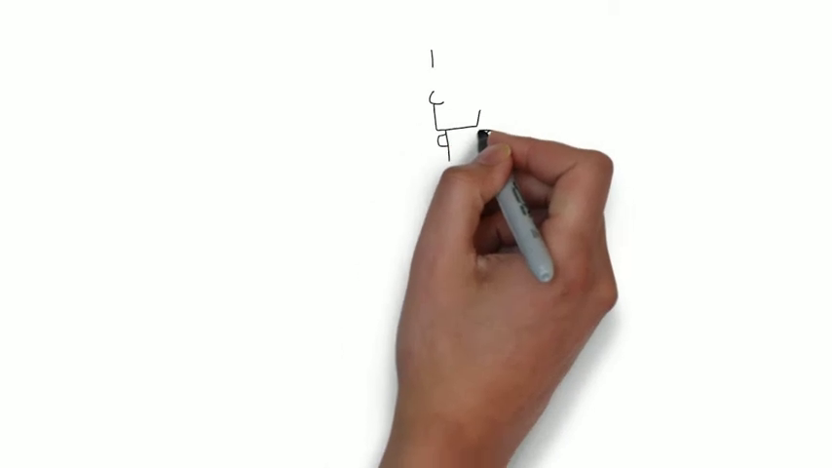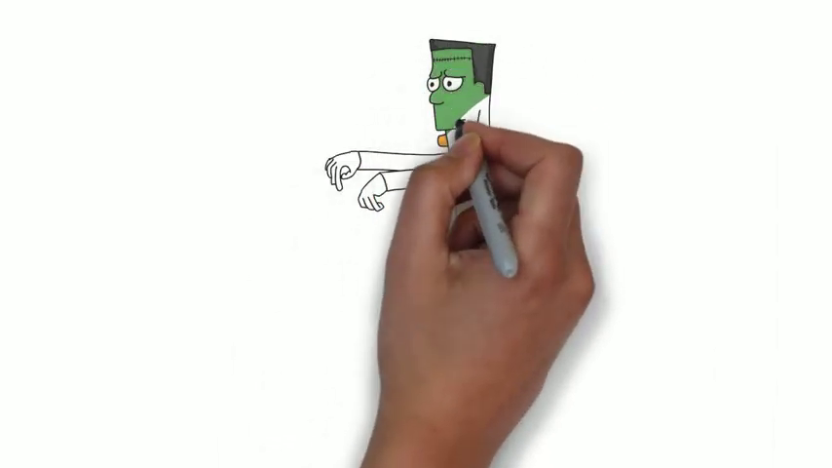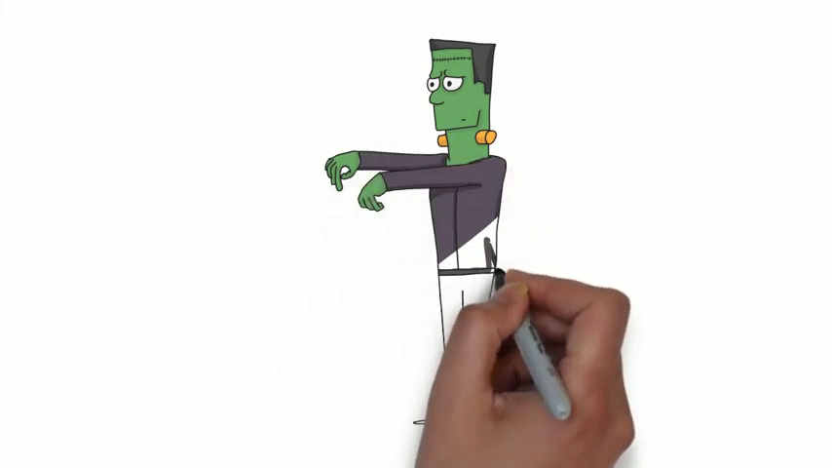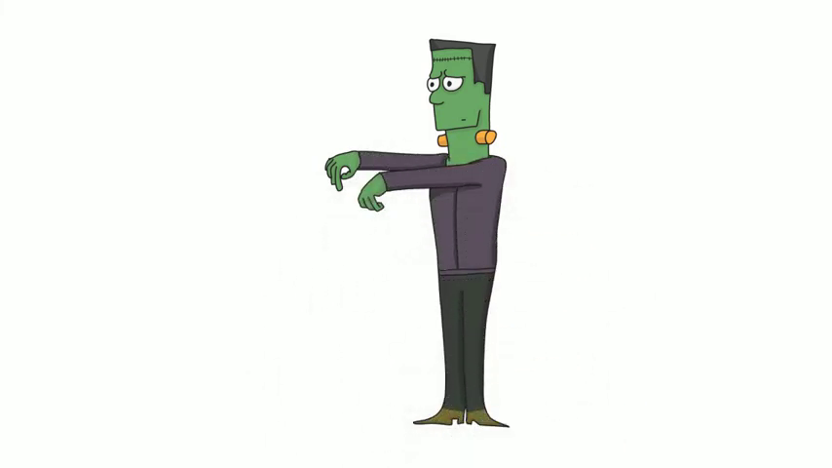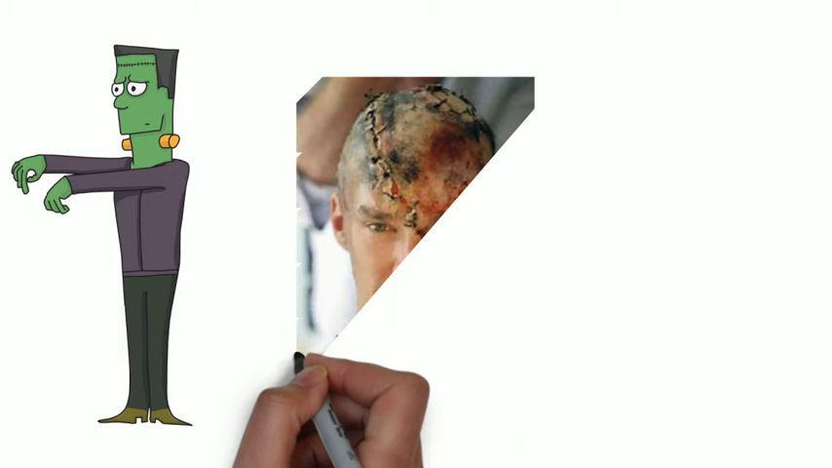Today I'm going to be discussing the monster in Frankenstein, and the first thing that we need to clear up is that Frankenstein is not the name of the monster. Okay, Frankenstein's the name of the scientist. The monster is just called the monster. And he doesn't look like this. No green skin, no bolts in his neck. He probably looks more like this.